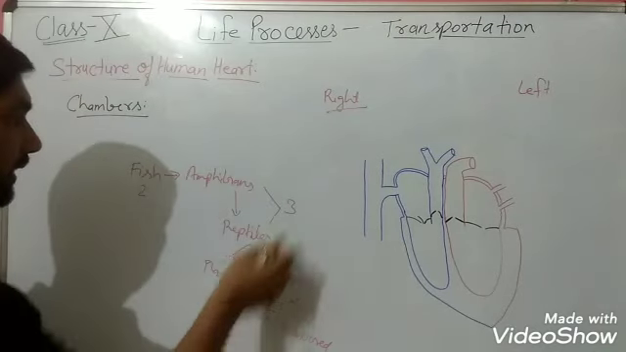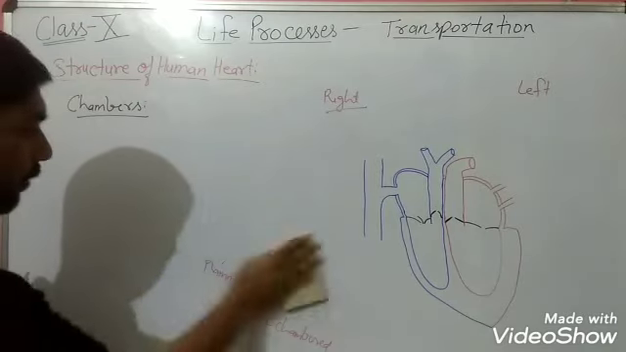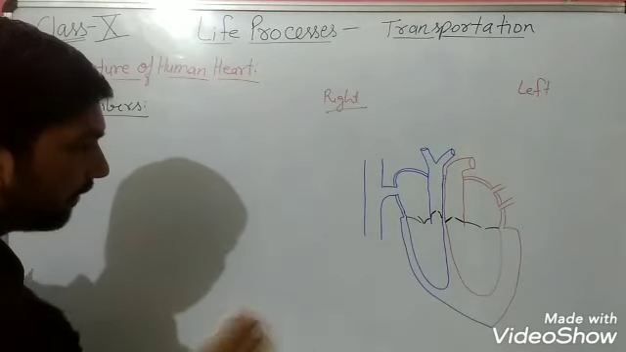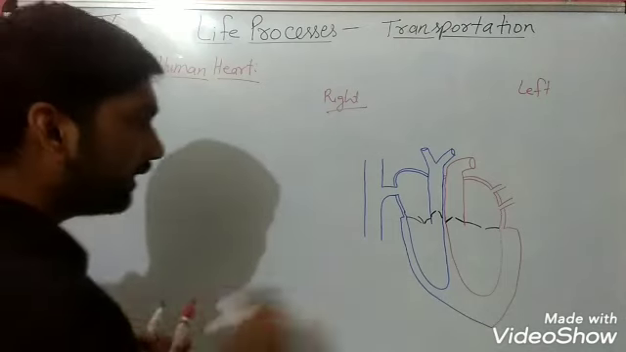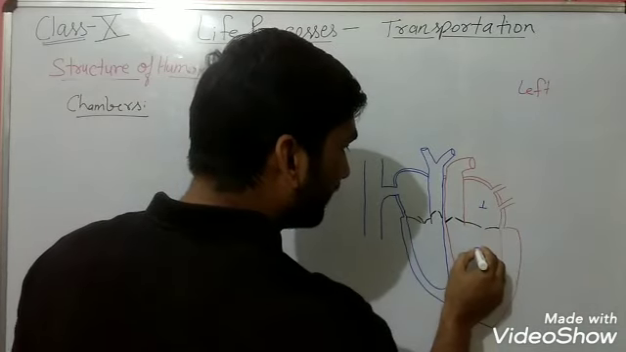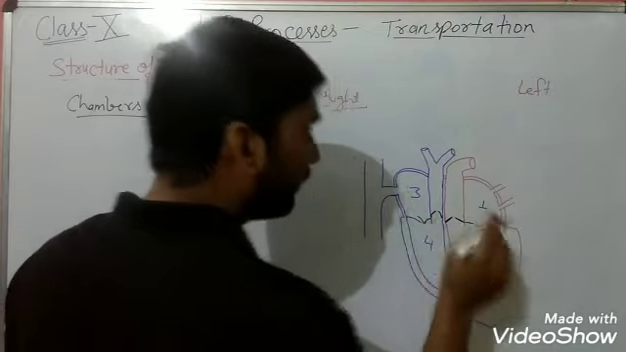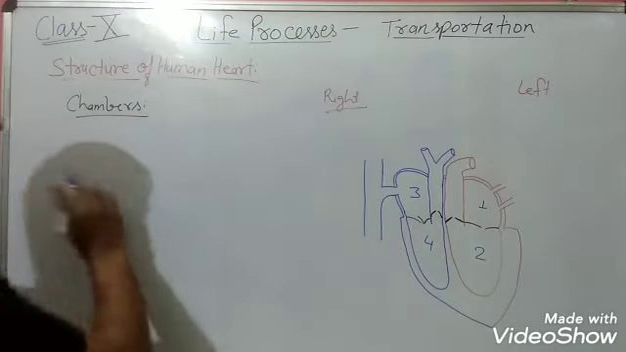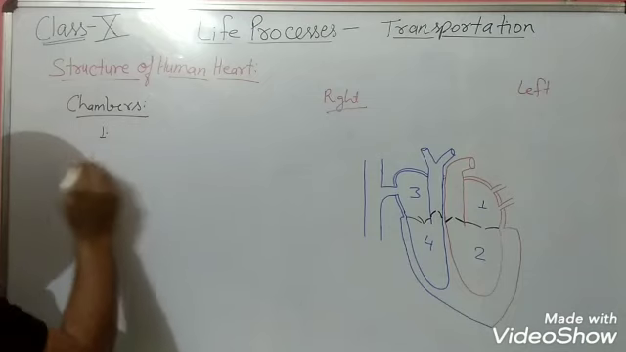So do you know what the chambers are in our human heart? The upper 2 chambers are the atrium or auricle, and the lower 2 chambers are the ventricles. So we will see one by one what these chambers are. So this is the first chamber, this is second, third and fourth.